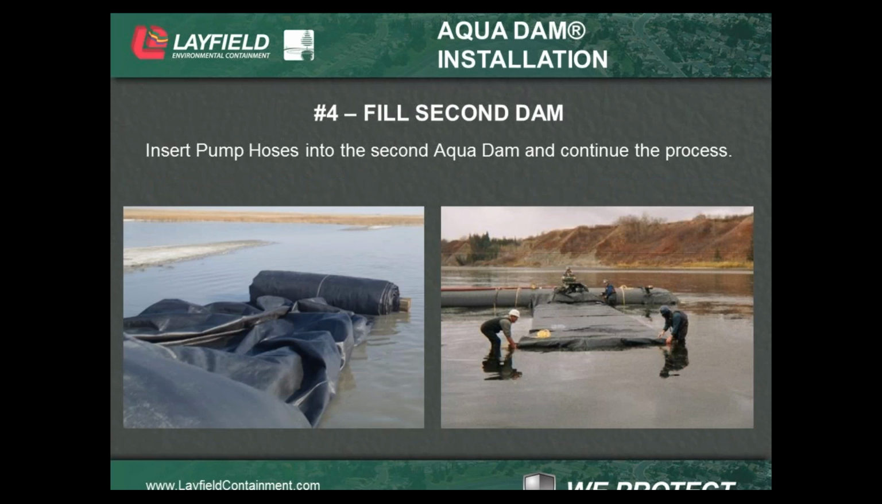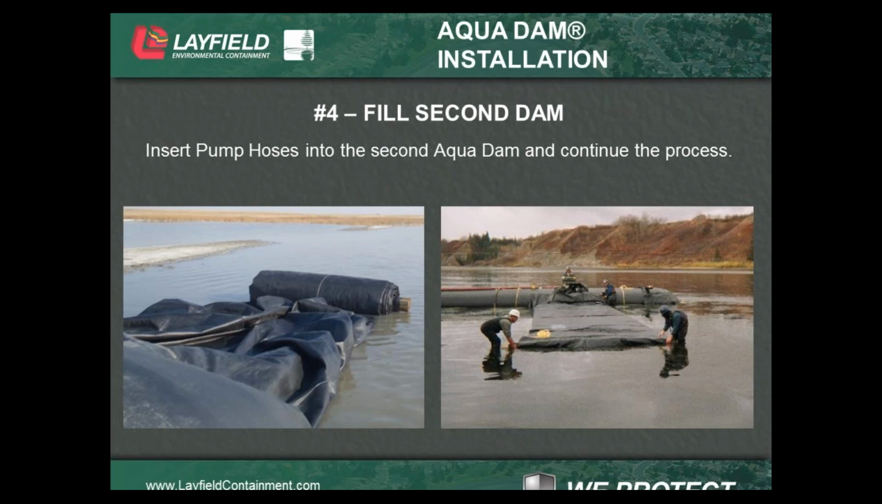So inserting the hoses into the second aqua dam and continue the process. In both of these situations, we're basically dealing with non-moving water, so they don't have the ropes in place to prevent it from unspooling. On the left, that's actually a pipeline dig in Saskatchewan through a slough. So there's no moving water in this slough.